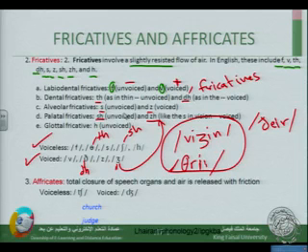So we have covered the fricatives and now let us move to affricates. There is a difference between fricatives and affricates. In fricatives there is a slightly resisted flow of air, while in affricates there is total closure of the speech organs and air is released with a friction like ch ch ch.